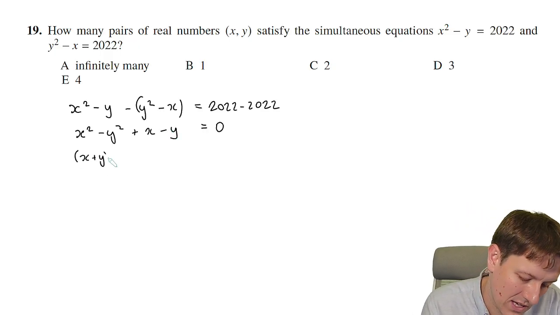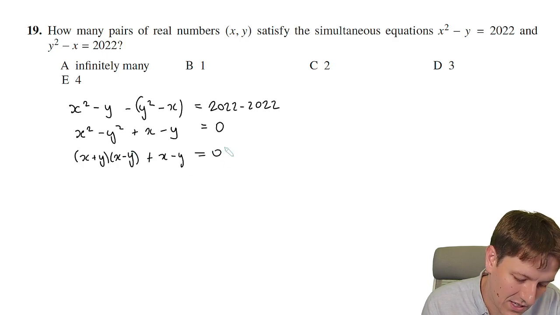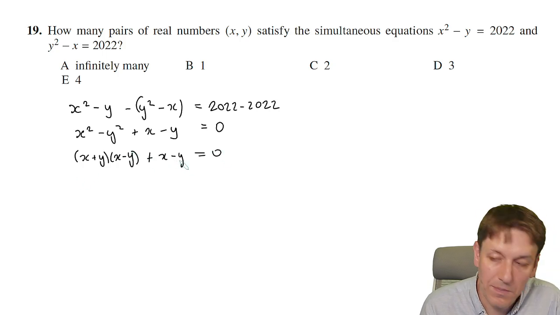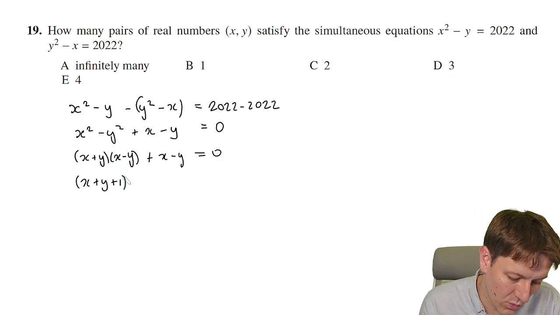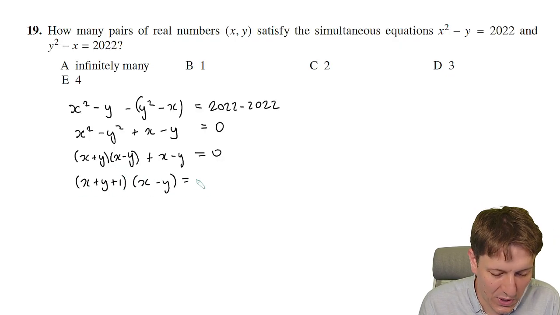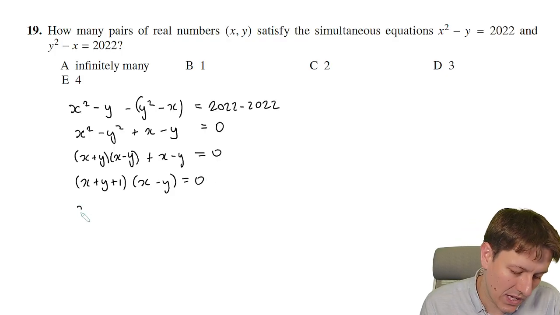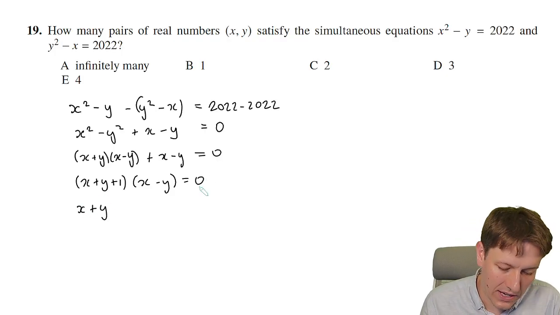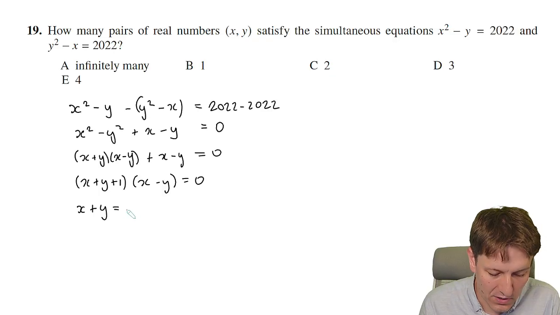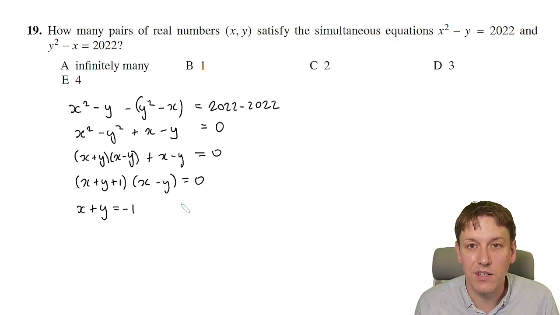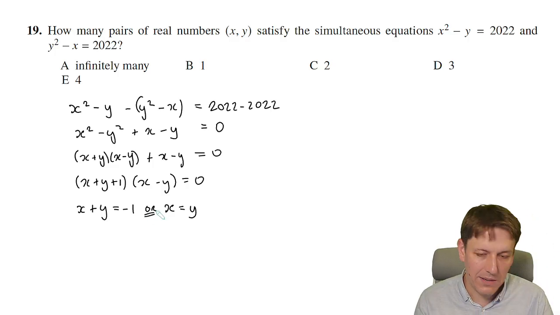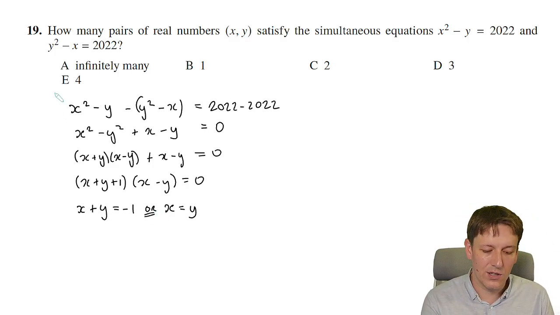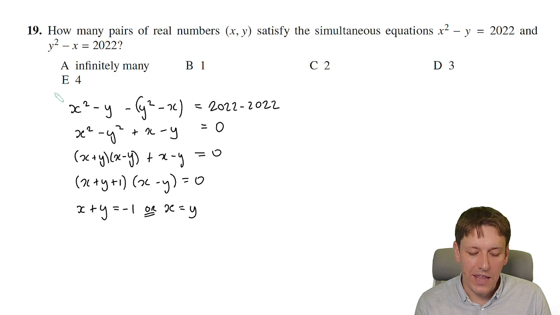So this gives me x plus y times x minus y plus x minus y is 0, and I can pull the x minus y in here as well, and this gives me x plus y plus 1 times x minus y equals 0. And then we get either x plus y plus 1 is 0, so that would be x plus y is minus 1, or I get x minus y is 0, so x equals y. And you might be tempted at this point to say, okay, well, it looks like the answer is A, infinitely many, but that would be wrong.